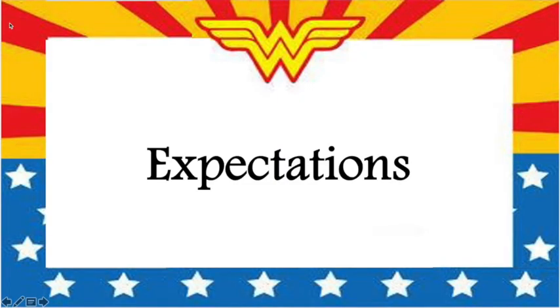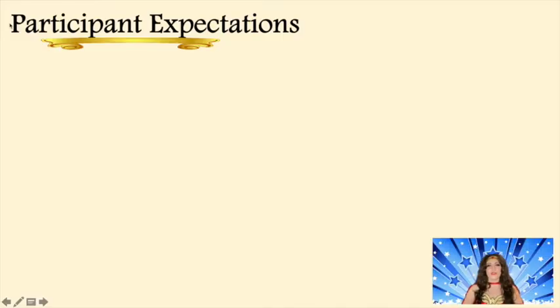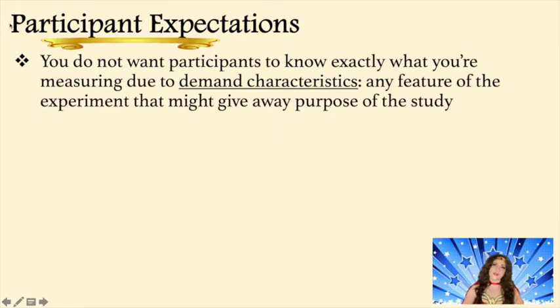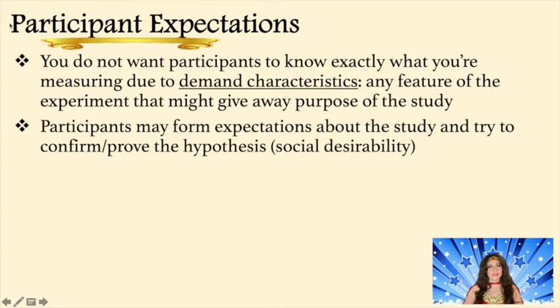Okay, now let's talk about expectations. So the first type of expectations we'll talk about are those on the behalf of the participants. You don't want participants to know exactly what you're measuring due to what is called demand characteristics. Basically, any feature of the experiment that can give away the true purpose of your study. Participants can start to form expectations about the study and try to confirm or prove your hypothesis, right? They're going to try to act in a way that they think you want them to act. Hence, it brings us to social desirability, reactivity, all of those things.